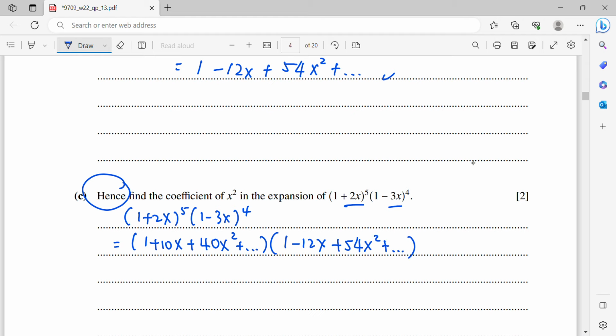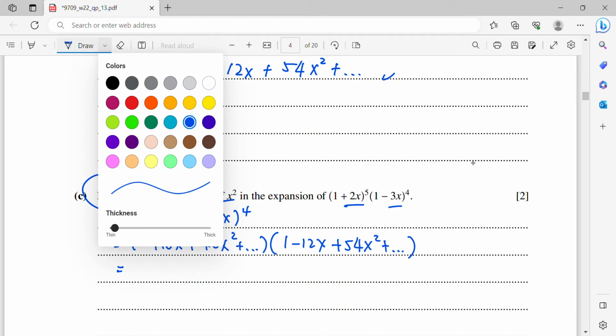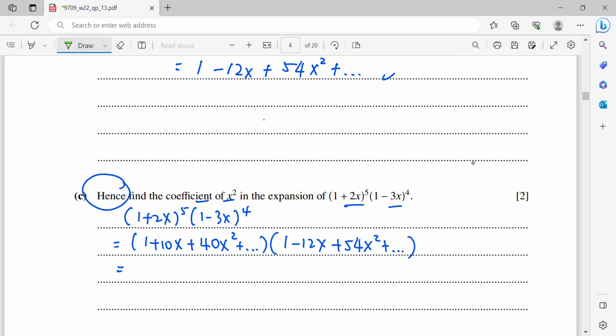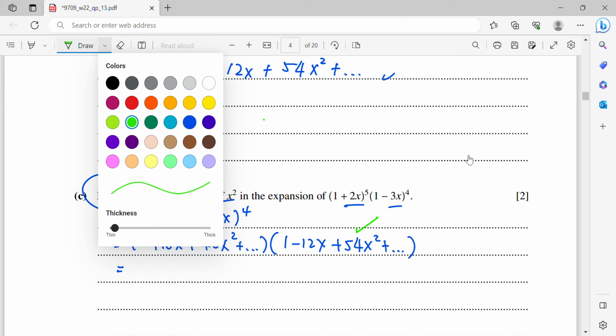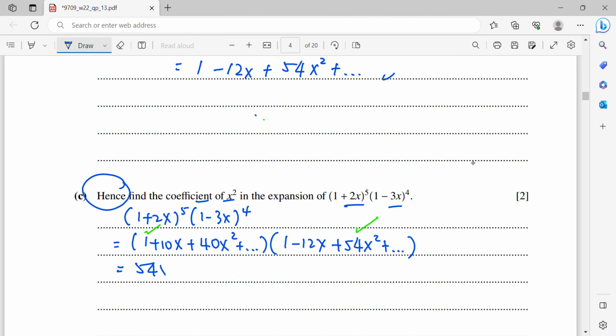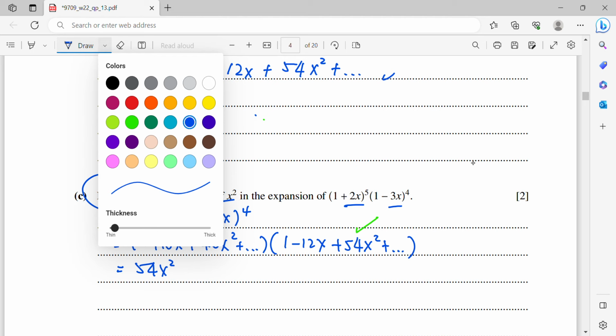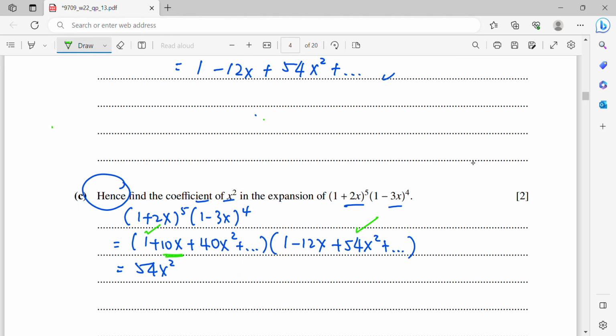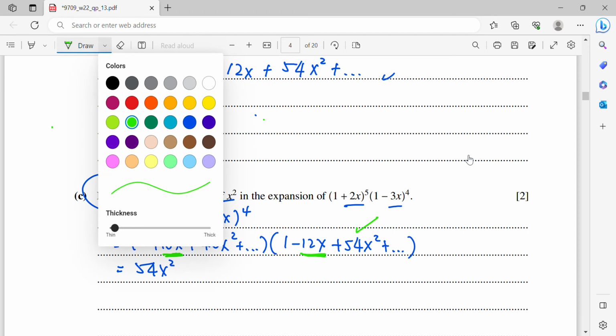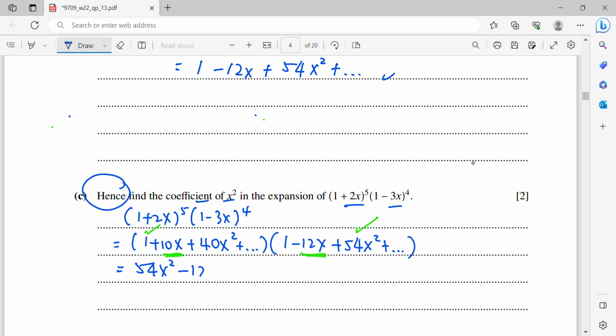Now, our concern is to get the coefficient of x squared. So from here, I will just concentrate on the x squared. The 1 multiplied by 54x squared, I will get 54x squared. Then for the second term, I have to write 10x multiplied by negative 12x. I will be getting the x squared, so here it will be negative 120x squared. And at last, this 40x squared must multiply by 1, so I will get plus 40x squared.